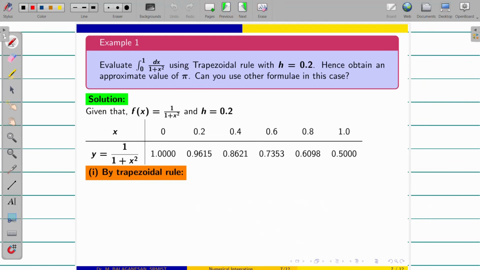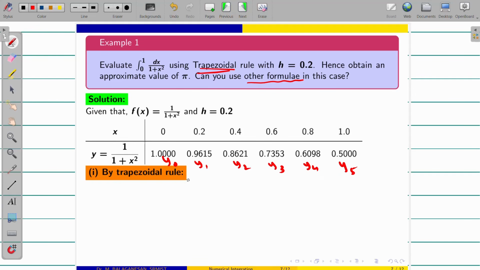That's it, guys. Now, what are the first values? Y0, Y1, Y2, Y3, Y4, Y5. Which rule did they ask us to apply? Trapezoidal rule only. And they asked another question: can you use other formulae? Is it possible? Simpson's one third should end with an even number, and 3/8 should be a multiple of 3. So both rules won't be applicable. That's what you have to write here.